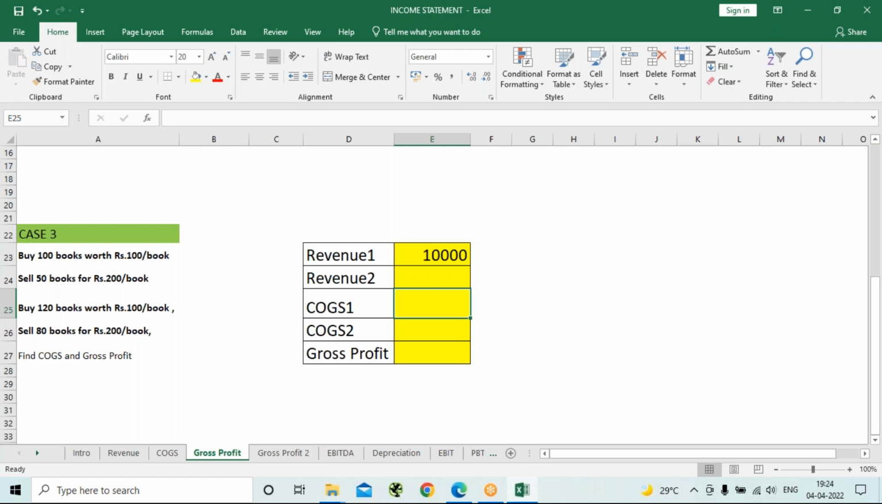So related to the first sales, that is equal to 50 units into the value you have spent for these 50 units, which was 100 rupees. So it is 5,000. COGS 1 is 5,000. So revenue 2, that is the sales. The second one was 80 into 200, which gives you the value of 16,000.